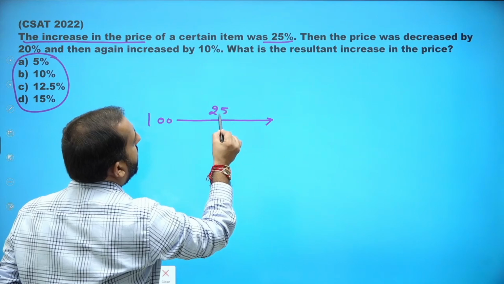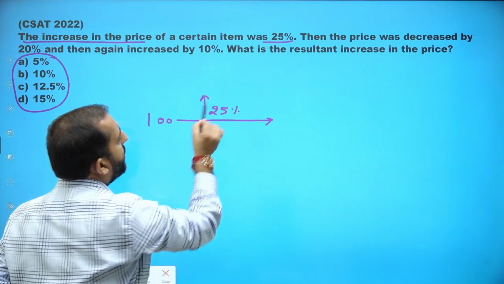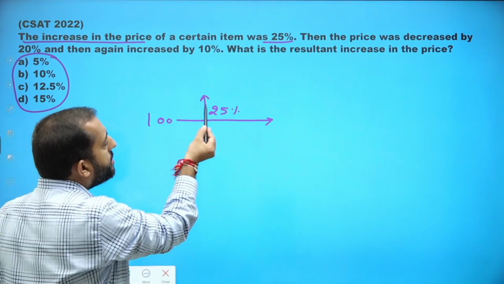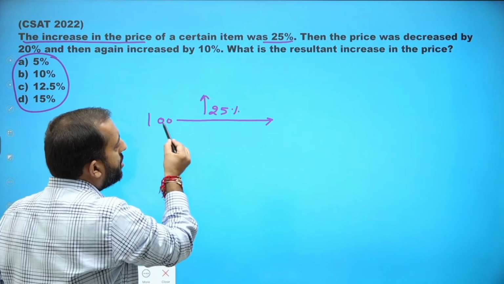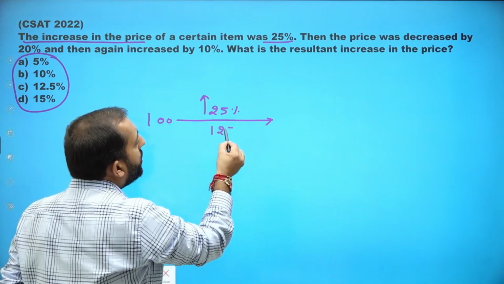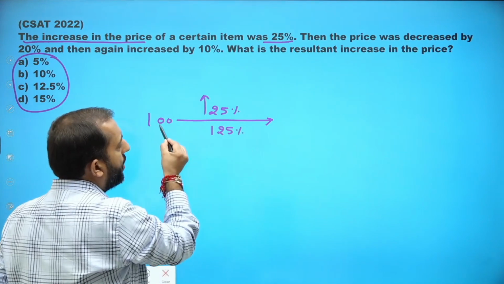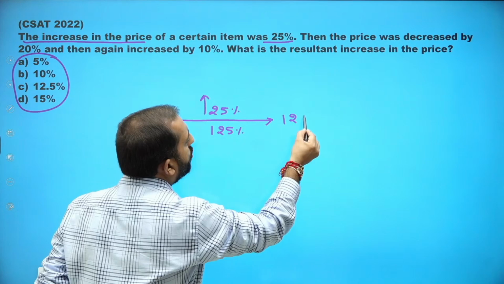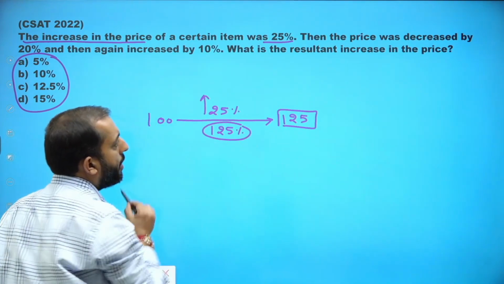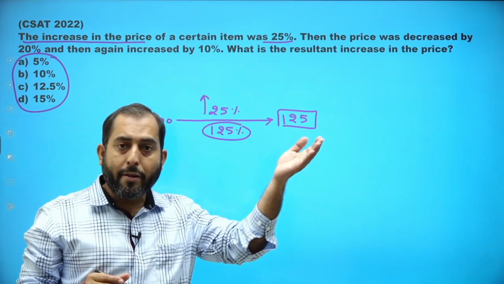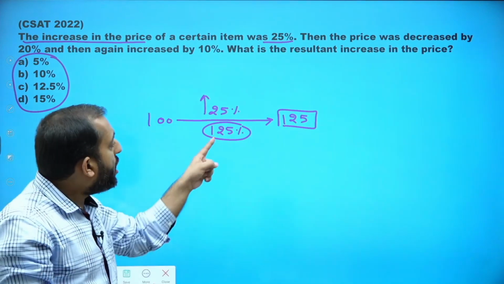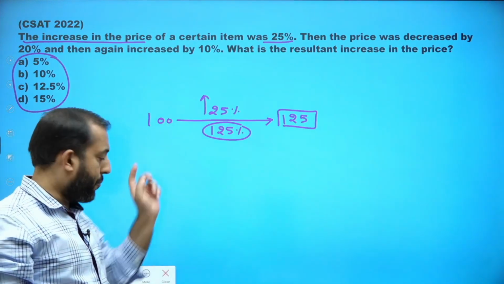So the price got increased by 25%, which means if 100 is increasing by 25%, the final value will be 125% of 100. So 125% of 100 is 125 itself. A 25% increment means 100 plus 25. So the new value will become 125% of the old value.